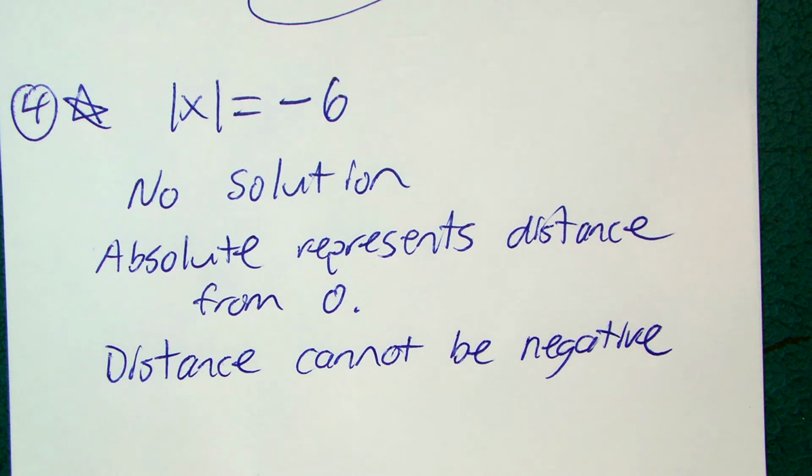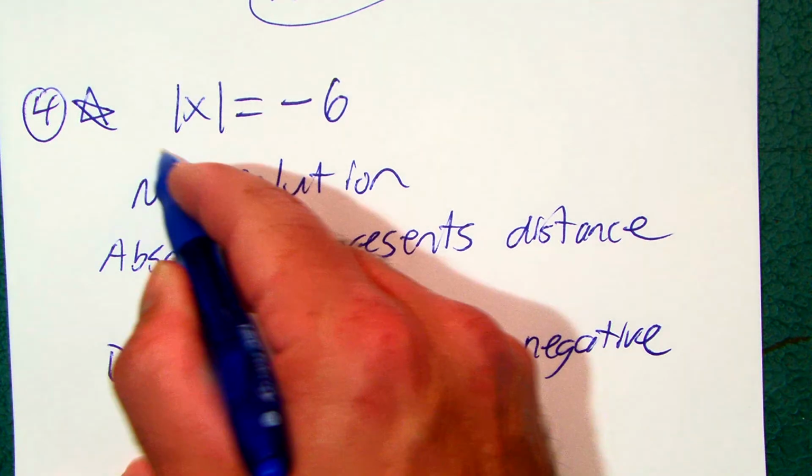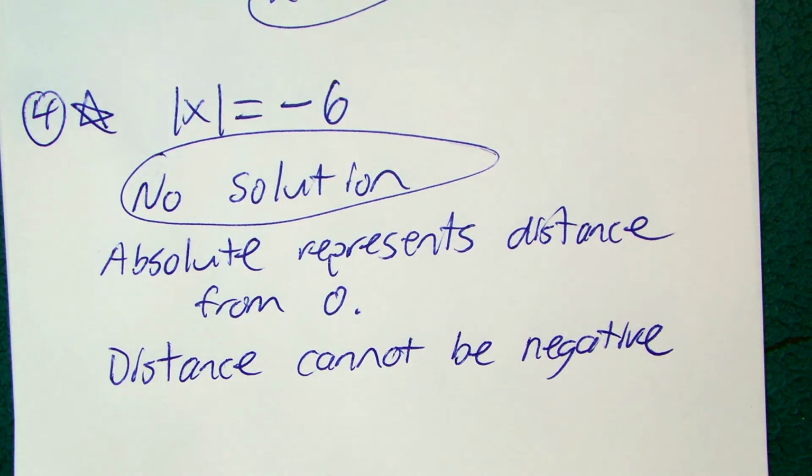All right. So again, that's your answer right there. If I give you the absolute value equals a negative, you're done, you're cooked. Then you just say no solution. Absolute value cannot be negative.